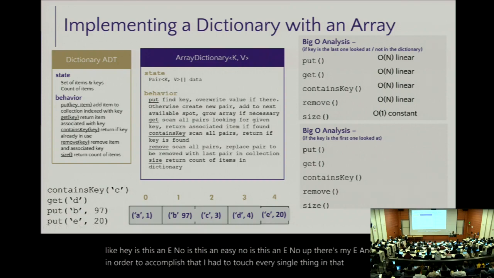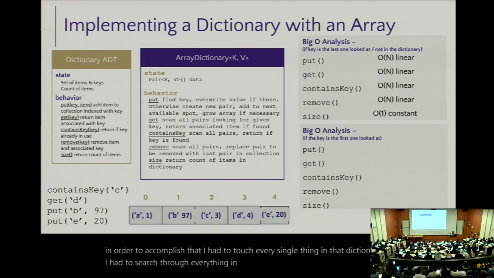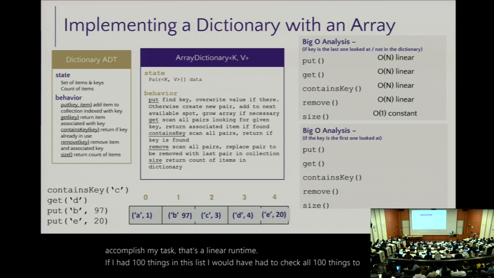If I had to search through everything in my collection in order to accomplish my task, that's a linear runtime. If I had 100 things in this list, I would have had to check all 100 things to make sure it was in there, right?